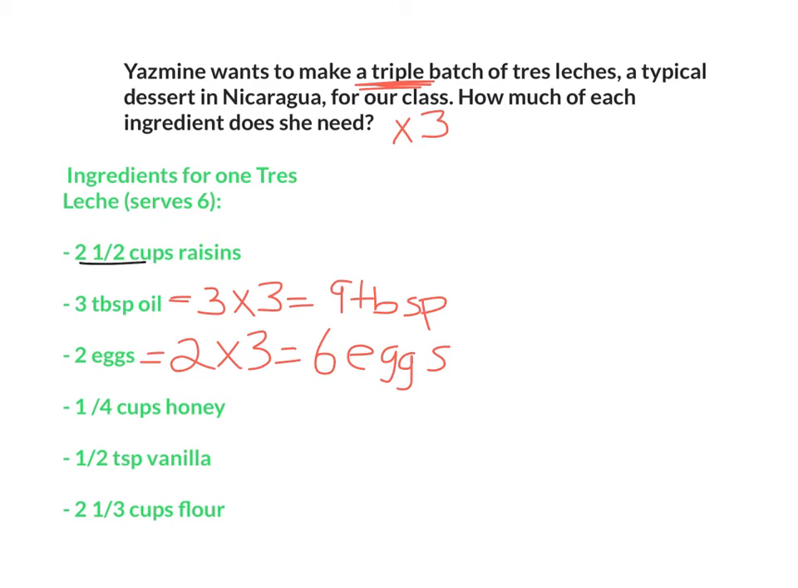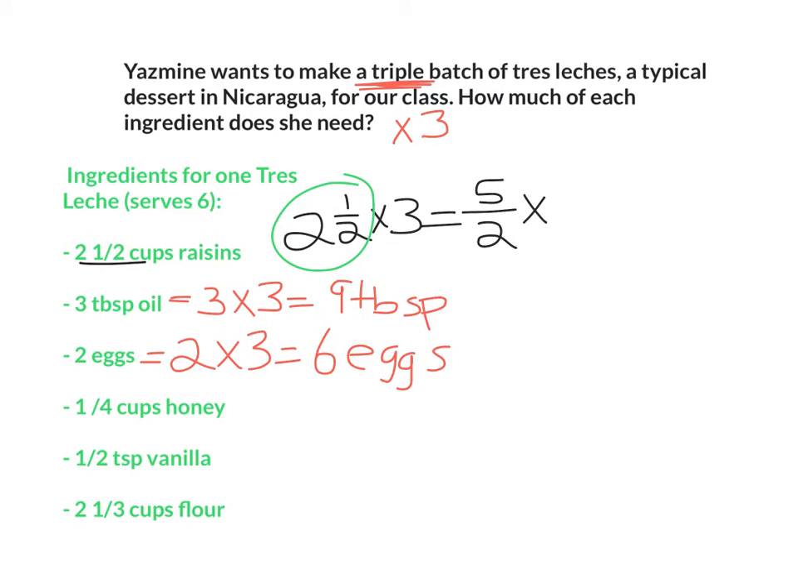So let's look here. She needs 2.5 cups of raisins. So the equation would be 2.5 times 3. We know that when we're multiplying a mixed number times a whole number, we want to convert the mixed number into an improper fraction to make it super easy to multiply. 2 times 2 is 4, plus 1 is 5, so this turns into 5 halves. Remember, we take that whole number and put it over 1, because 3 is the same as 3 wholes. Now we can multiply. 5 times 3 is 15. 2 times 1 is 2. We don't want to leave it as an improper fraction. So Yasmin will actually need 7.5 cups of raisins to triple her recipe.